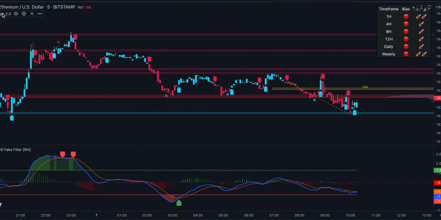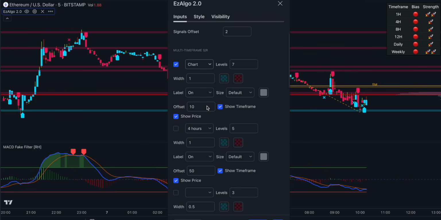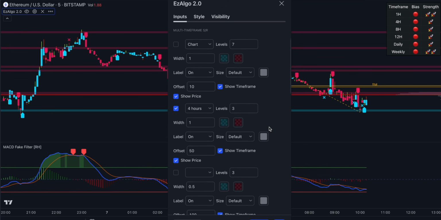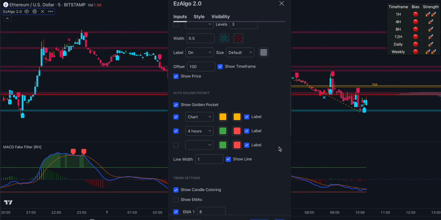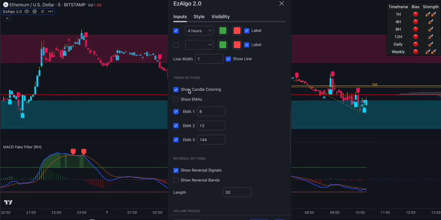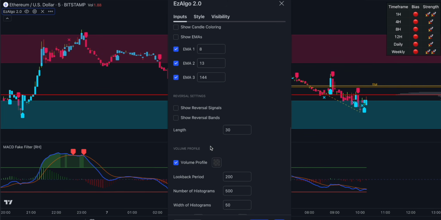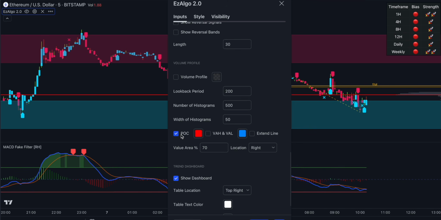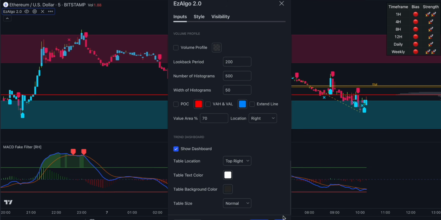After installing Easy Algo Indicator to the chart, open its settings and disable current time frame levels. Enable 4-hour key levels instead. Set the quantity to 3 levels. Scroll down and disable the golden pocket, candle coloring, reversal signals, and the volume profile. Done, the indicators are ready to use.